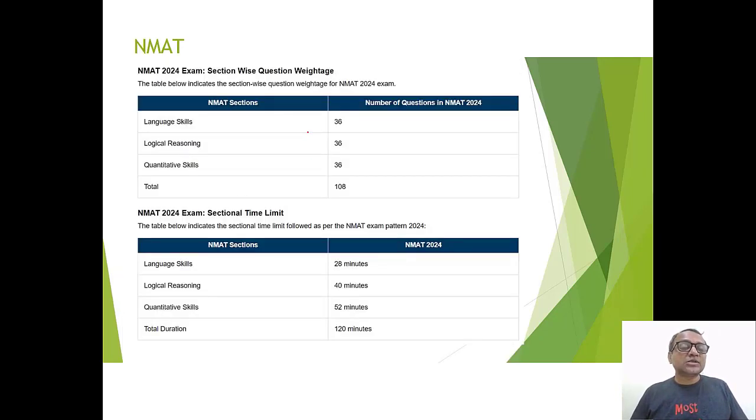NMAT has 3 sections: language, logic, quant, similar to CAT section-wise. Instead of DILR, DI is in the quant section, whereas in CAT, DI is in the logic section. Each section has 36 questions, 108 in total.